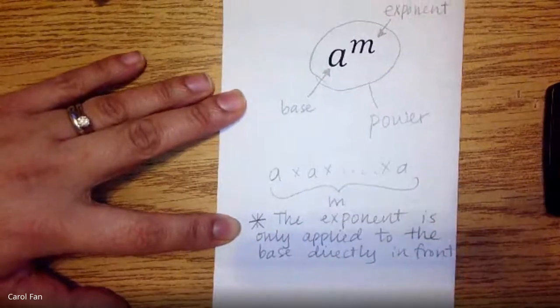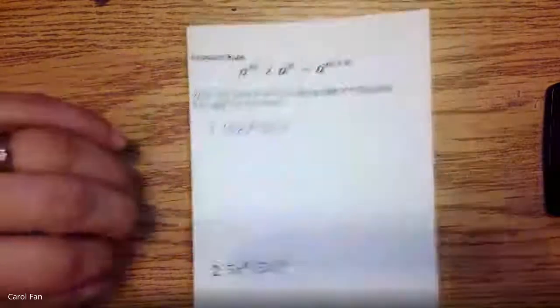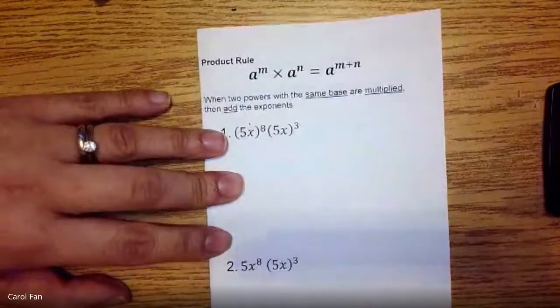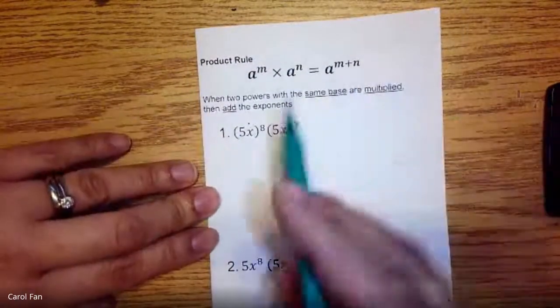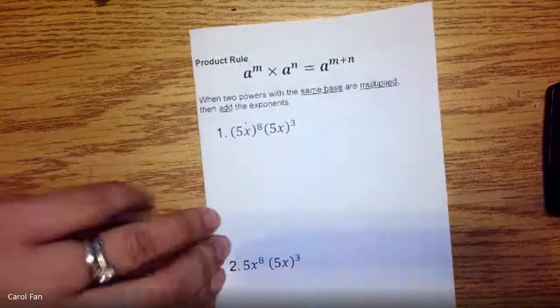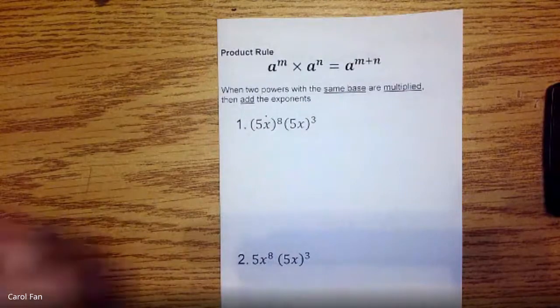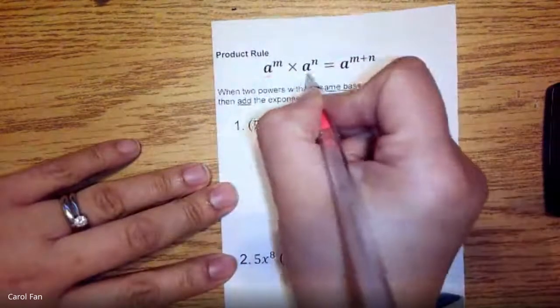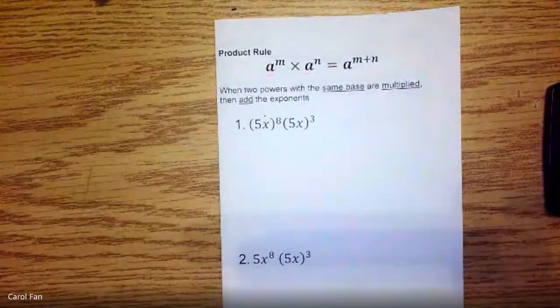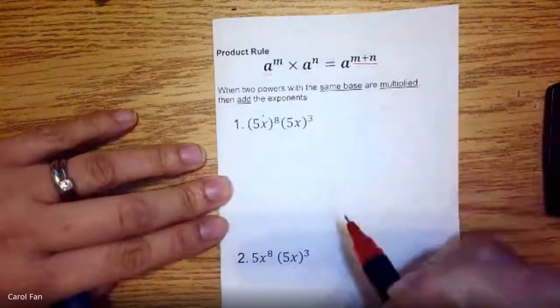Now, let's do a couple of examples talking about the exponent rules that we've learned already. First of all, we're going to start with the product rule. The product rule is when we have two powers with the same base. When they're multiplied, we are able to add the exponents. So notice here, I've got both a and a as our base, and so I am able to take the exponents and add them together.